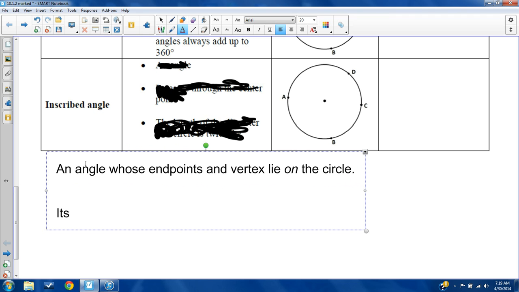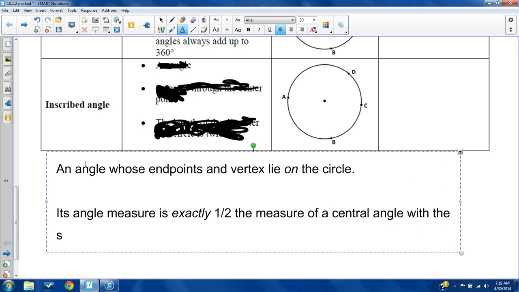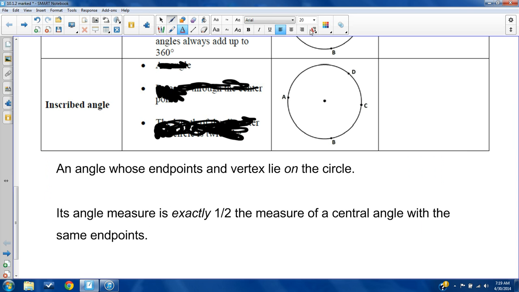Okay. If you call that a bullet point, I'll do one more. Its angle measure is exactly half the measure of a central angle with the same endpoints. Same endpoints. Okay, so I'll explain what both these mean. Let's go get that started.